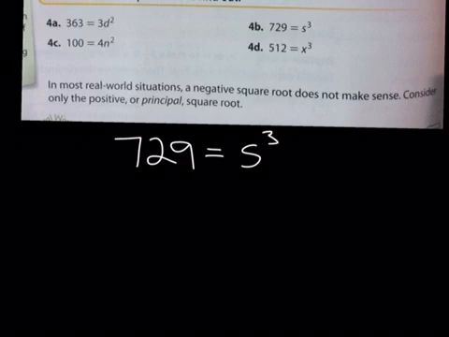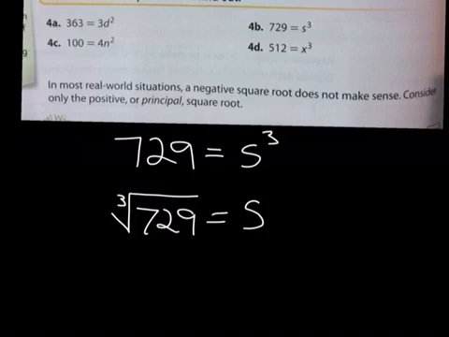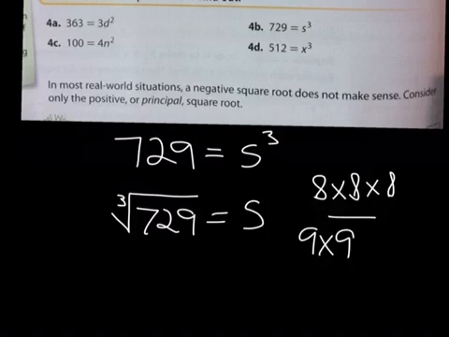Okay, for 4b we have 729 equals s cubed, and I can now write it as the cube root of 729 equals s. And when I multiply a number by itself 3 times, and this is only by trial and error, let's say I did 8 times 8 times 8. 8 times 8 is 64, times 8 is 512, so that can't be it. So I'm going to go up by one more, 9 times 9 times 9. 9 times 9 is 81, times 9 equals 729. So there we go. I can say s equals 9.